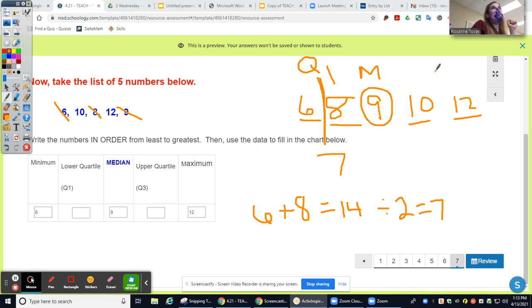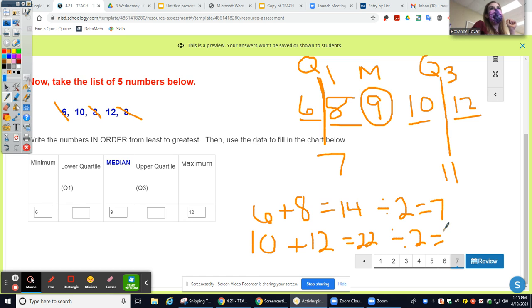Same thing for the upper quartile. You only have 2 numbers, so I need to know what number is between 10 and 12, which would be 11. And remember, you could also add them up. 10 plus 12 is 22, and 22 divided by 2 is 11. Either way, if you know what the number is in between, you can always put it. If not, you just add them up and divide by 2 to find your answer. So our lower quartile would be 7, and our upper quartile would be 11. Okay?